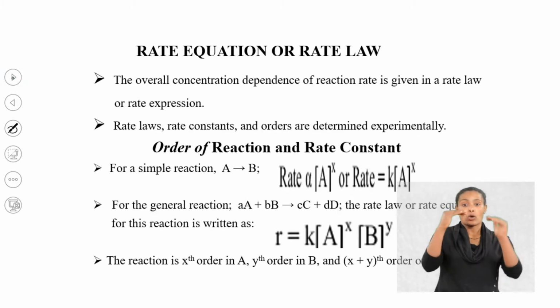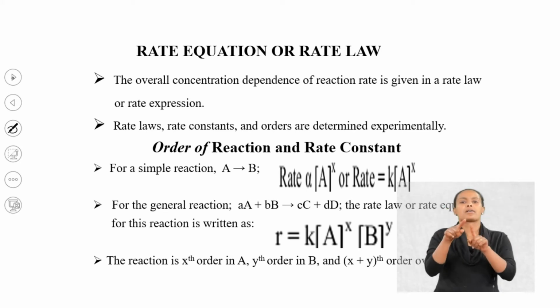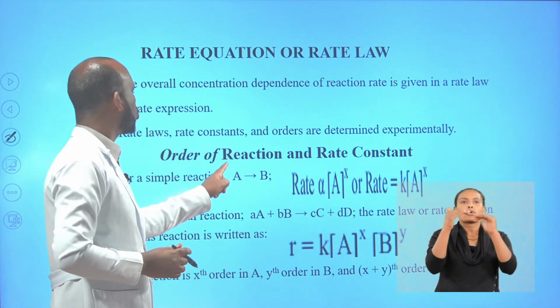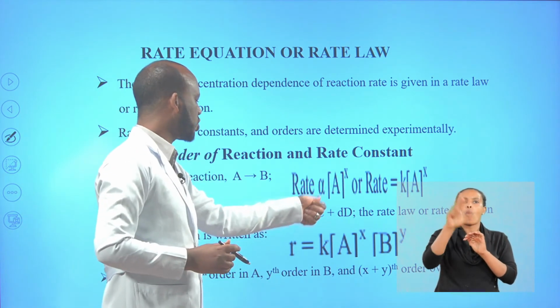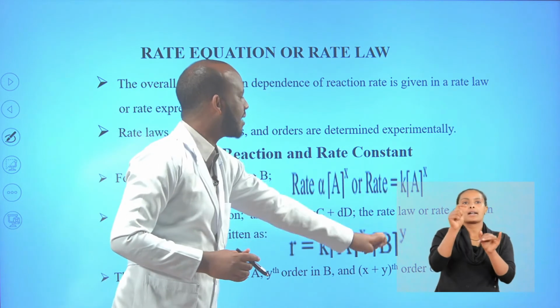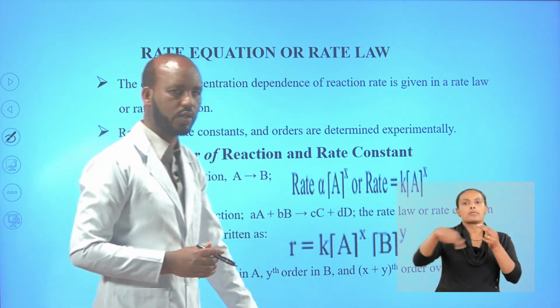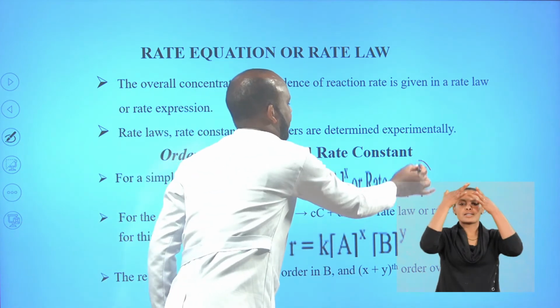Rate equation or rate law. The overall concentration dependence of reaction rate is given in the rate law or rate expression. The rate law, rate constants and others are determined experimentally. Order of reaction and rate constants. For a simple reaction, A to product, rate is directly proportional to the concentration of A raised to X. This proportionality constant is the rate constant K, so rate equals K times concentration of A raised to X, where X is determined experimentally.